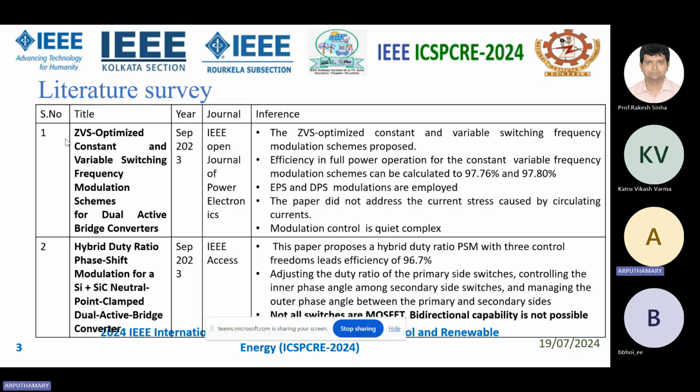The second paper also used hybrid duty ratio phase shift modulation for Si plus SiC. The Si part is used in the primary side of the full bridge. The SiC part is the MOSFET, which is used on the secondary side. So this part will not be suitable for bidirectional capability.